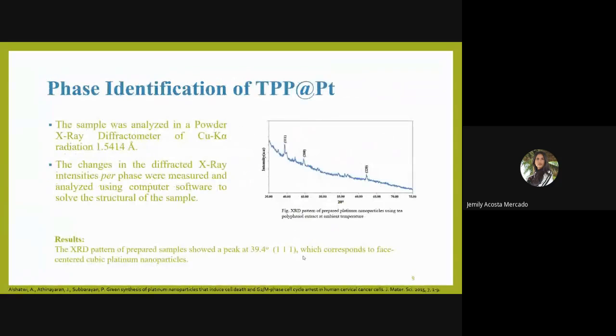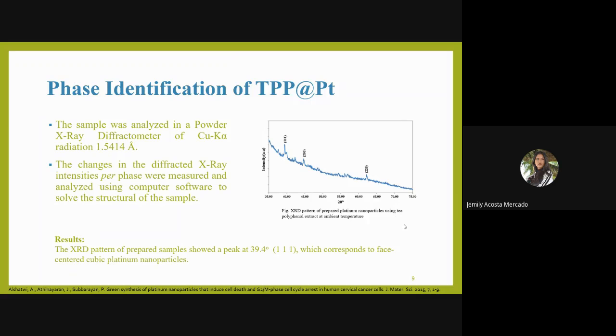The sample was analyzed in a powder X-ray diffractometer with copper K alpha radiation. The diffracted X-ray intensity of the pure phase was measured and analyzed with computer software to solve the structure of the sample. The XRD patterns of the prepared samples show a peak at an angle of 39.4 with Miller index 111, which corresponds to the face-centered cubic phase of platinum nanoparticles.